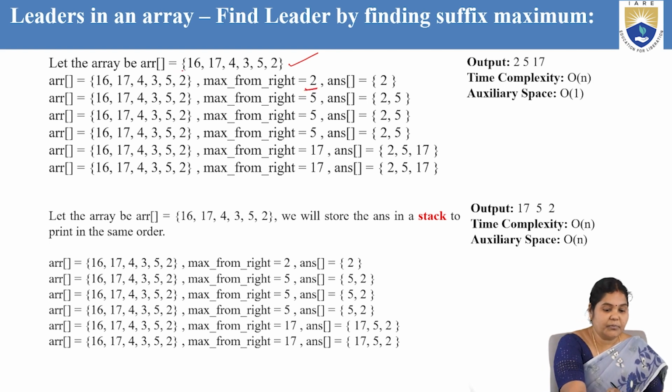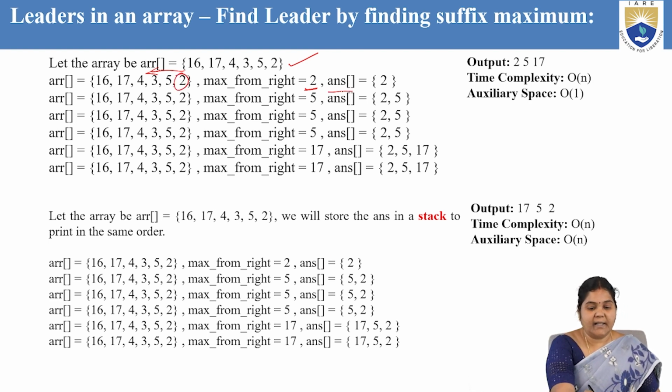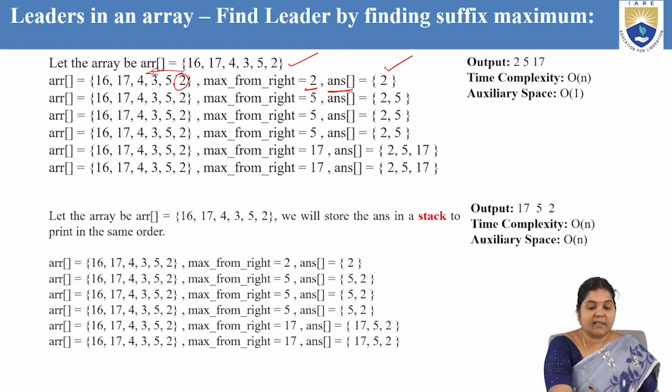So if you traverse from right to left, the first element is 2. We have taken one answer list, and we have stored that particular number into the answer. So 2 we have taken. We are considering the elements from right to left, and we are finding the maximum elements from the right side. So for the first element, as there is no other element to the right of 2, 2 will be considered the maximum element, and let us store this as the leader in an answer array.